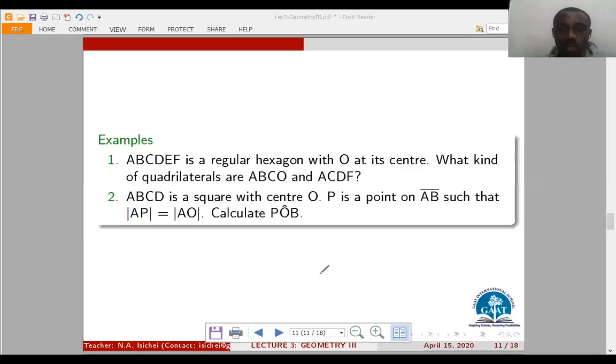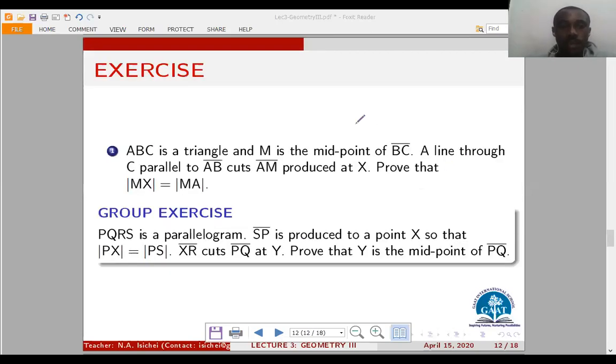All right, so having said that, you've seen the solutions to the exercise examples. Now it is time for you to do your own exercises. I have one exercise and a group exercise. I'll group you and you solve this as a group, then submit to me as a group. So exercise 1. ABC is a triangle and M is a midpoint of BC. A line through C parallel to line segment AB cuts the line segment AM produced at X. Prove that the line segment MX is equal to the line segment MA.